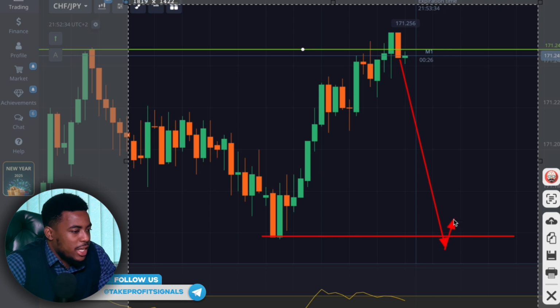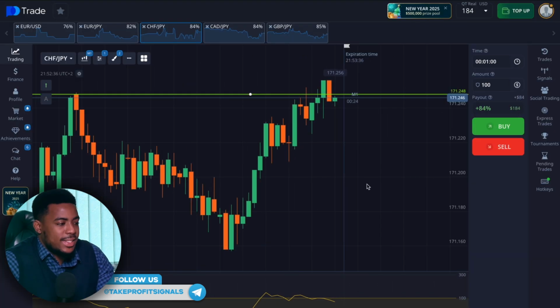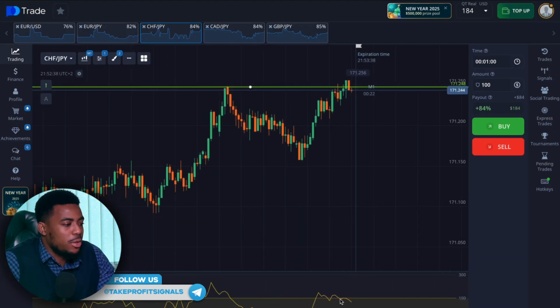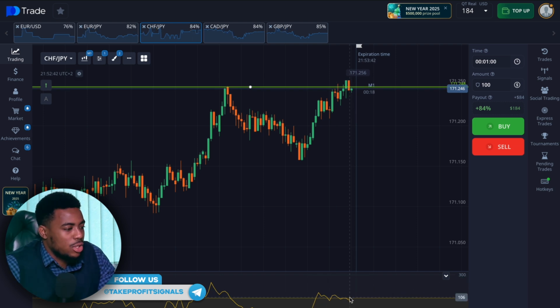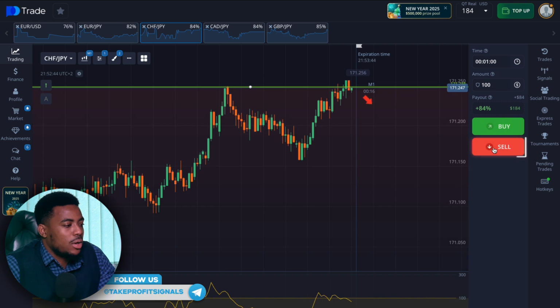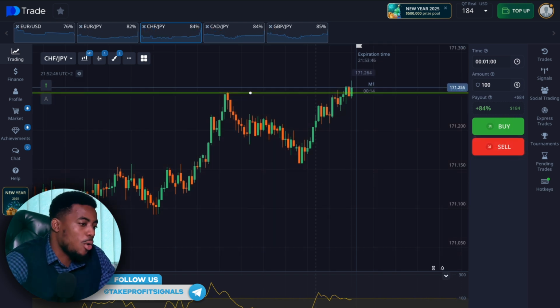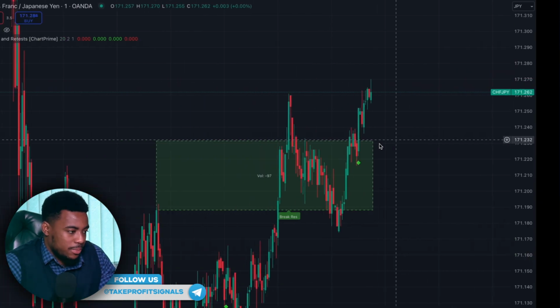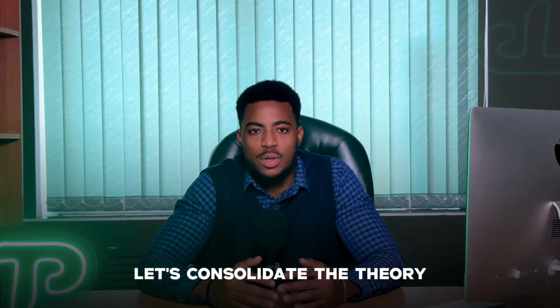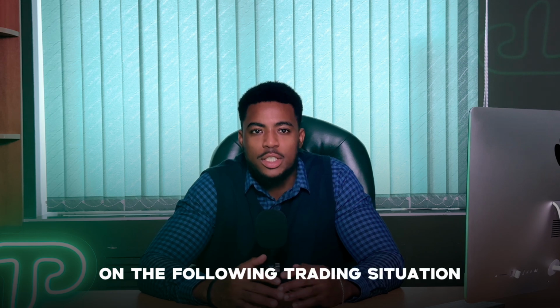The confirming indicator we have is SSI. It should be either overbought, meaning above the 100 zone, when we open a trade on the downside, or oversold when we open a trade on the upside. It is very simple. So let's consolidate the theory on the following trading situation.